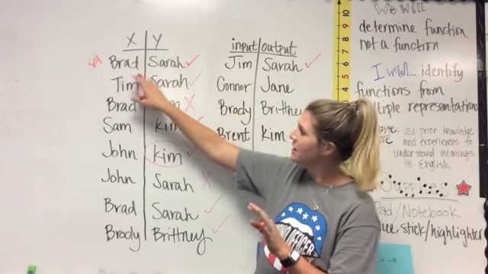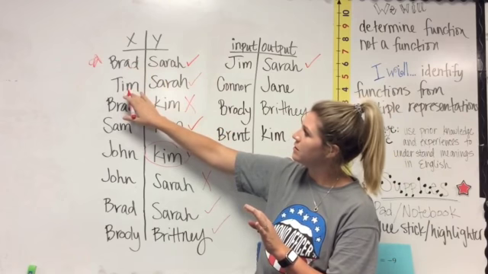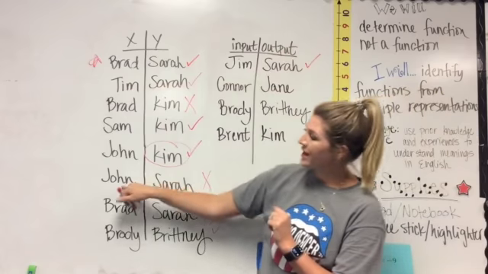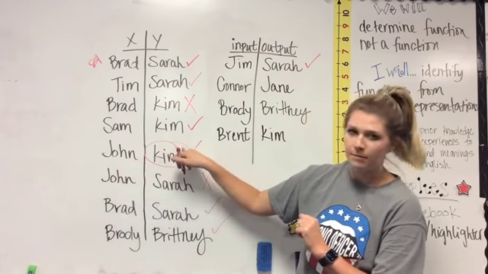Sarah's dating Brad, right? Sarah's also dating Tim, excuse me. So she's dating a couple people. She's not telling them about him, right? But she cannot date John because John is already dating Kim.